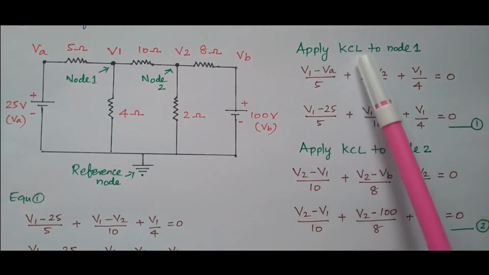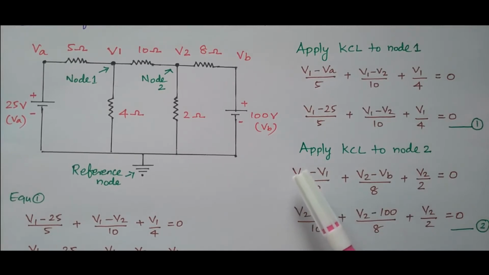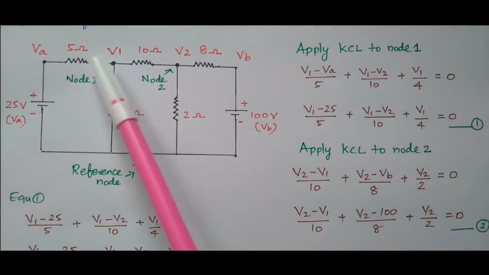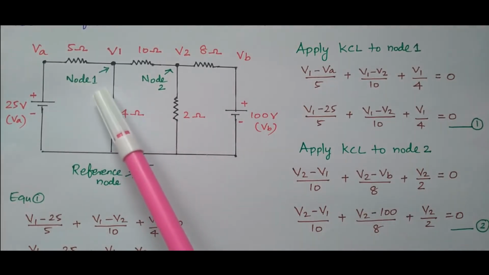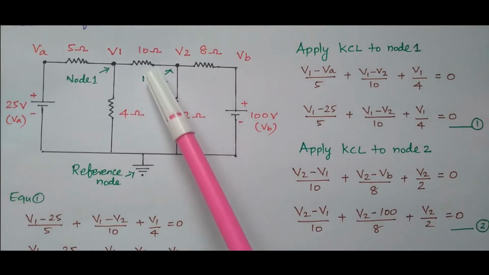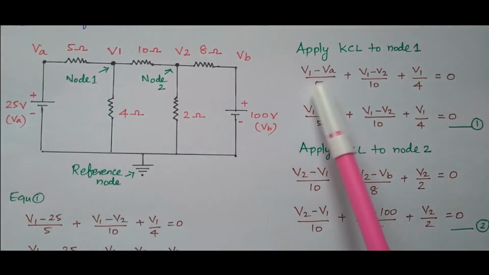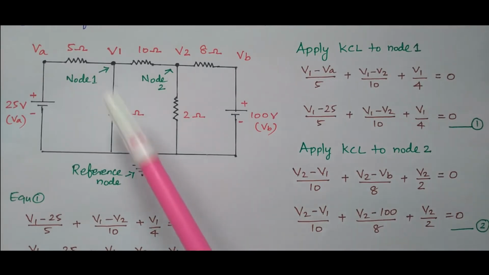What is Kirchhoff's current law? The incoming current is equal to the outgoing current at a node. Otherwise, the total current in the node is 0. What is the total current? Current flowing through 5 ohm, current flowing through 4 ohm, current flowing through 10 ohm. Adding these three is equal to 0. That is the statement given by Kirchhoff's current law. The total current in a node, in a junction point, is 0.